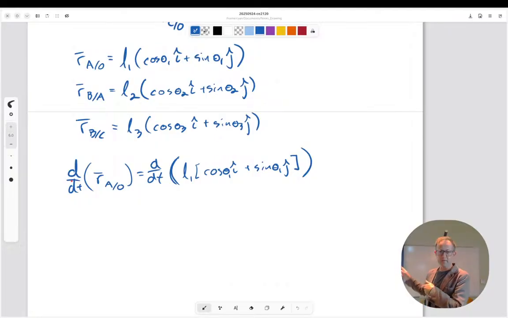What is this derivative? How do you do this derivative? Try it out. If you don't finish in 30 seconds, there's no penalty, but give it a shot. I want to see what you come up with taking the time derivative of a cosine theta and a sine theta, two vector components.